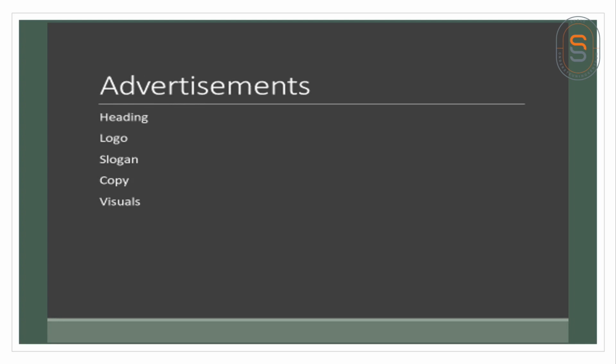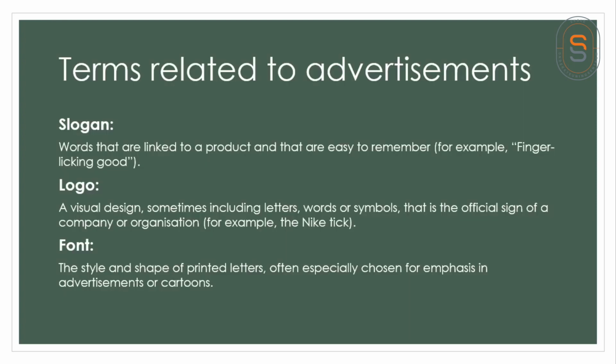All right, so when we work with advertisements, we are going to look at the heading, the logo, the slogan, the copy and the visuals. The logo is the picture and the slogan are the words associated with that specific product. The copy are the words, the information about that product, and the visuals are the pictures or photographs about the product in the advertisement. So, more in detail, the terms related to the advertisement: the slogan.